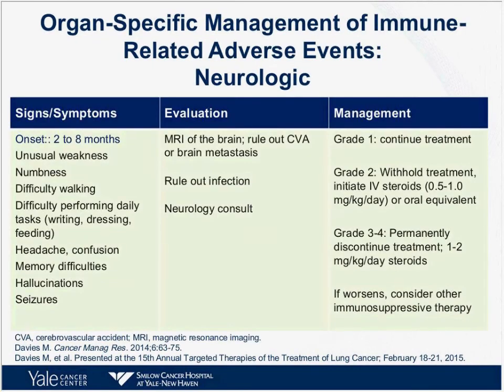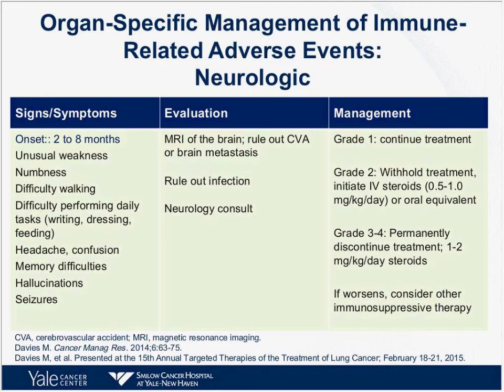As far as the evaluation, patients may say that they have some unusual weakness, numbness, difficulty walking, ambulating, performing ADLs, some headaches and confusion, some memory difficulties. Again, with neurologic, the first key is that you want to do the MRI of the brain to rule out whether or not there is new brain metastases or whether the patient's had a CVA. So again, ruling out other causes in addition to infection before one makes the assumption that this can be assigned as an immune-related event. And then to certainly consult with neurology for a continued evaluation.